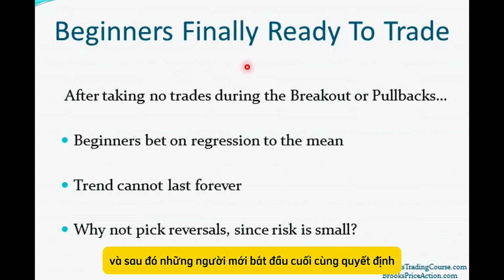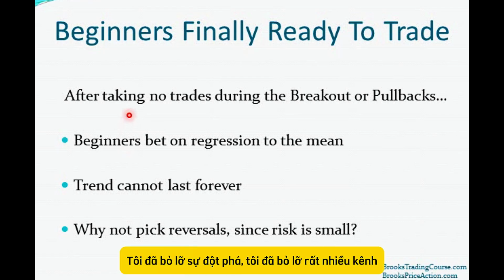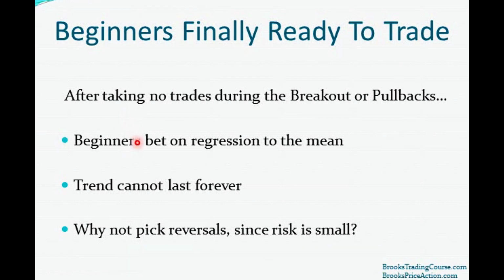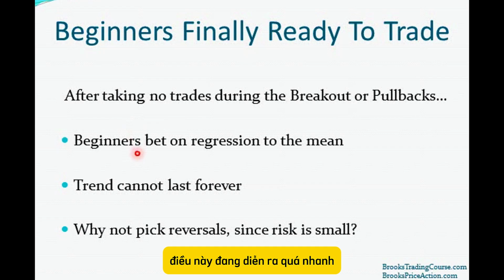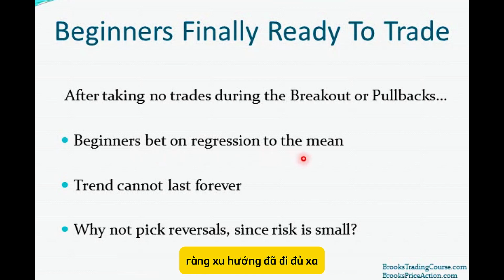And then the beginners finally decide they're ready to take the trade, and they're thinking, okay, I missed the breakout, I missed a lot of the channel, this is going on too far, too fast, it can't go on forever, it's got to go the other direction pretty soon, it's got to be way overdone, this has got to be a climax. So they bet on a regression to the mean, that the trend has gone far enough. So why not try to pick reversals, since the risk is small.